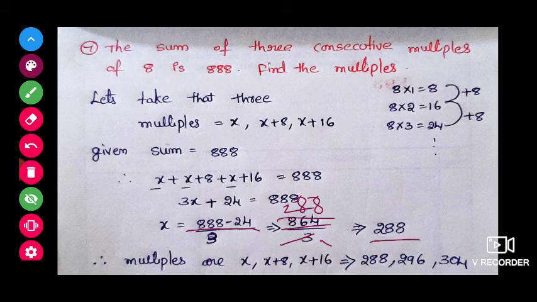If the multiples are x, x plus 8 and x plus 16, the first multiple is 288. If I add 8, we get the next multiple, 296. If I add one more 8, we get 304 as the next multiple.